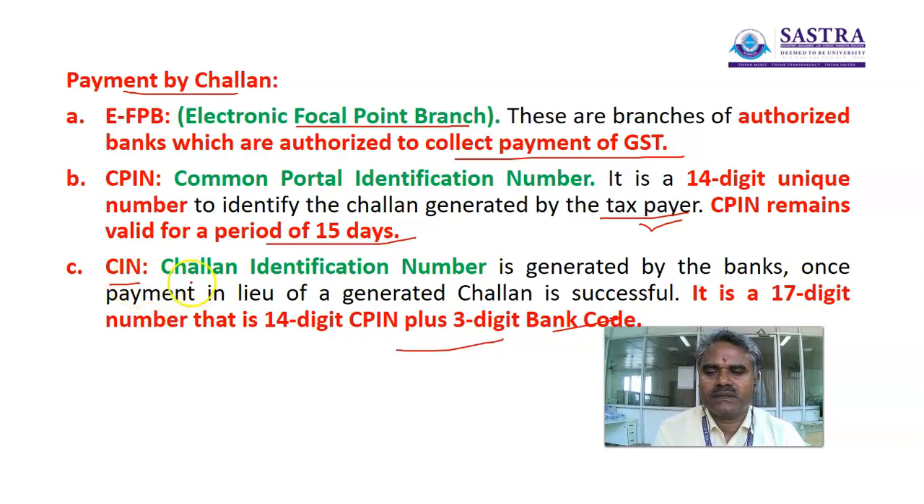Then CIN, Challan Identification Number, is generated by the bank once payment in lieu of a generated challan is successful. It is a 17-digit number, that is 15-digit CPIN plus 3-digit bank code. So totally a 17-digit number they issue. Okay, the bank has issued, generated.